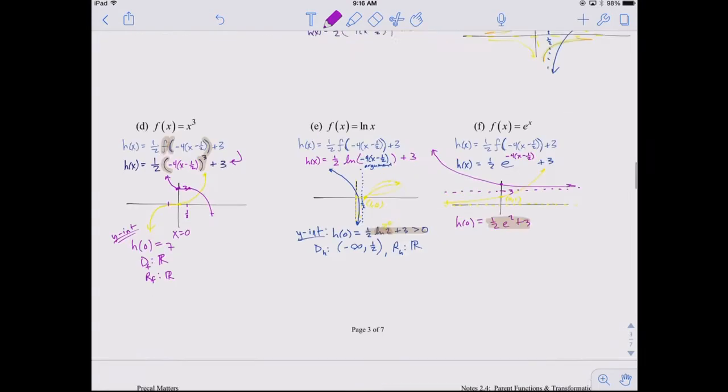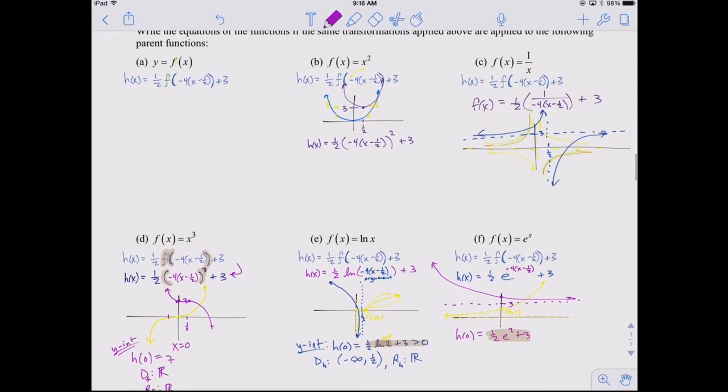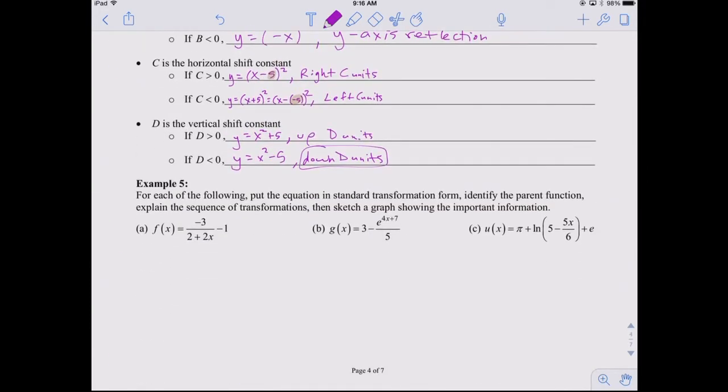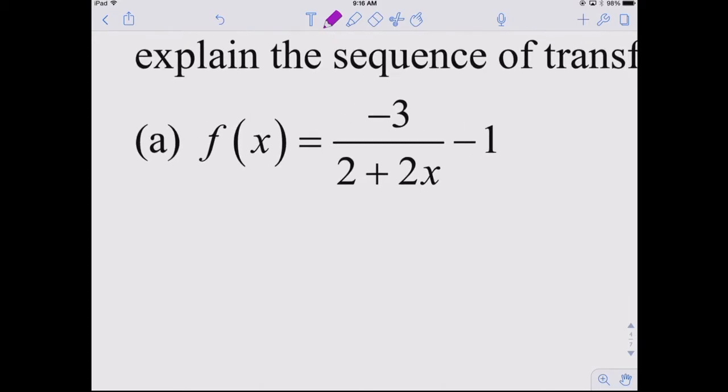We're going to do exactly what we did up here with example 4. But instead of using the same transformations for a bunch of functions, we're just going to look at one graph at a time, and they're each going to be unique. Okay? So here we go.